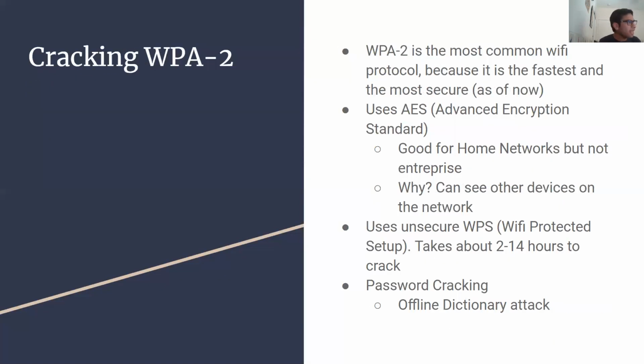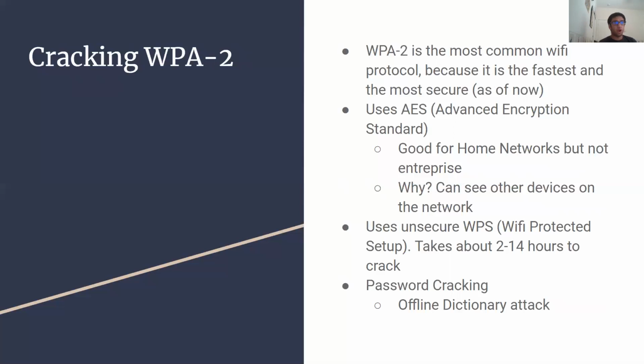Okay. Now, we want to know how to crack WPA2, which is what we use. WPA2 is the most common Wi-Fi protocol because it's the fastest as well as the most secure, as of now, and it's the most widely adopted in home networks and a decent number of small enterprise networks. It uses AES, Advanced Encryption Standard.